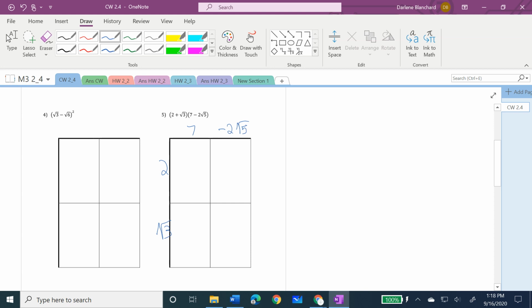And you probably remember box multiplication. This box is for 7 times 2, and you will get 14. And then this box is for multiplying 2 times negative 2 root 5. I'll just write the two of them multiplied next to each other. This negative sign means the result we're getting is negative.